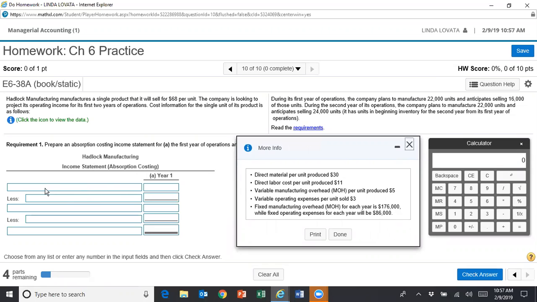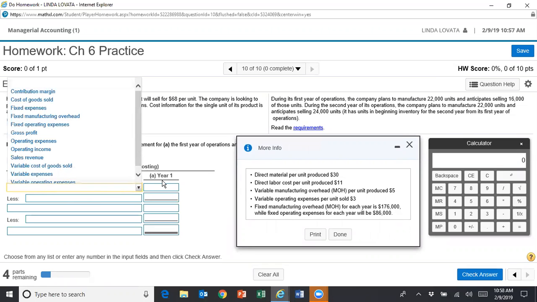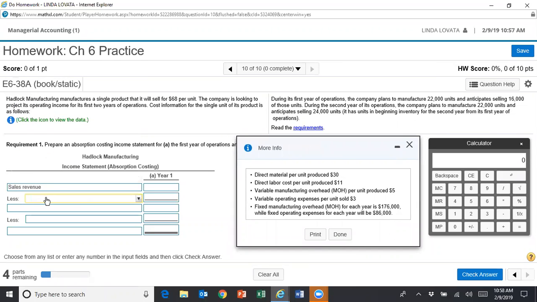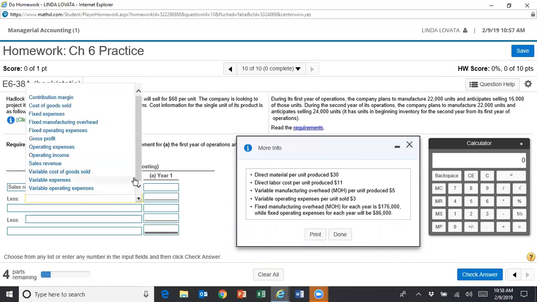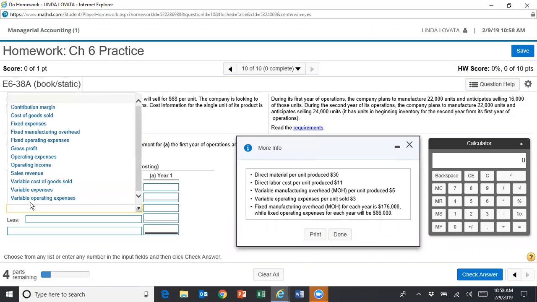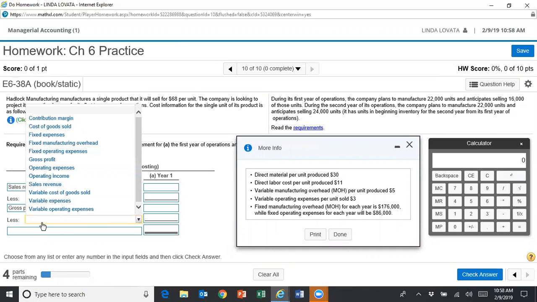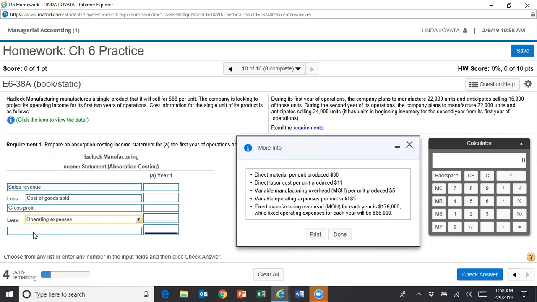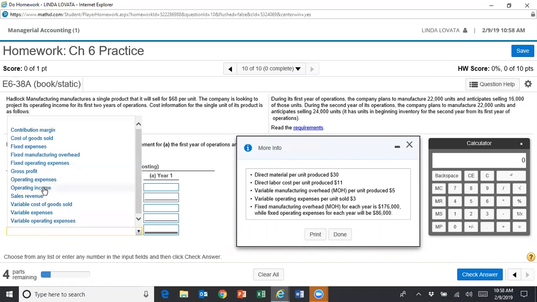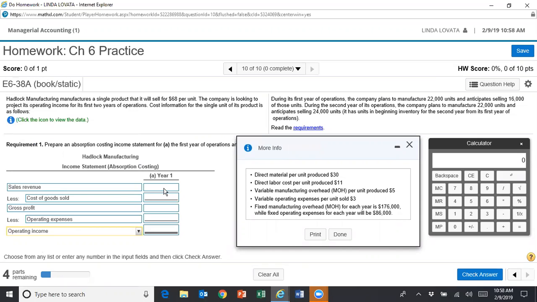So we're doing variable and absorption. I always like to do the titles first again. So your sales revenue under absorption, we take our cost of goods sold. That gives us our gross profit. Then we're going to take out our operating expenses, and that will give us our operating income. So then we got to figure out these numbers.